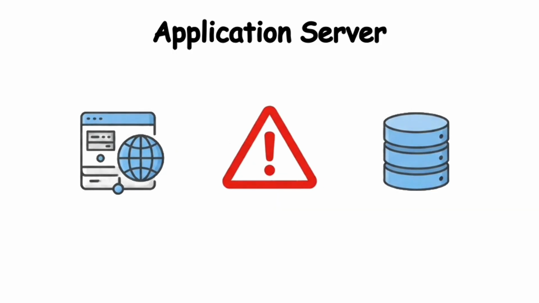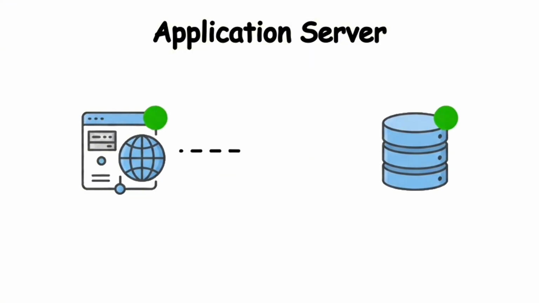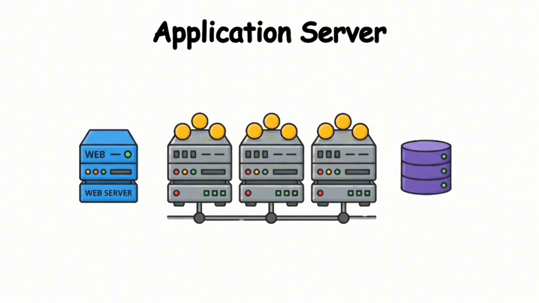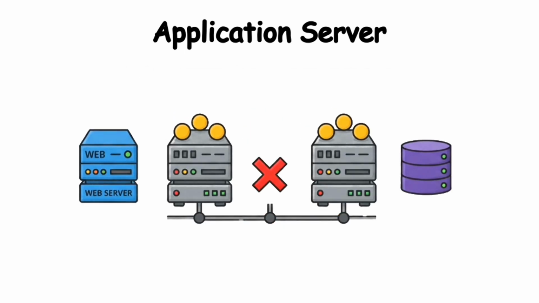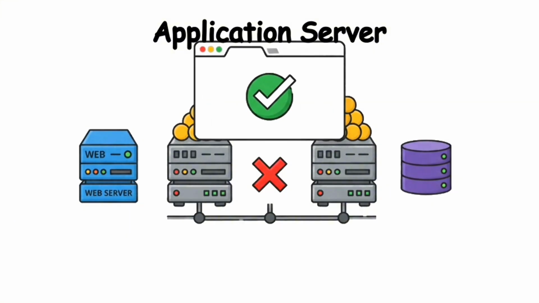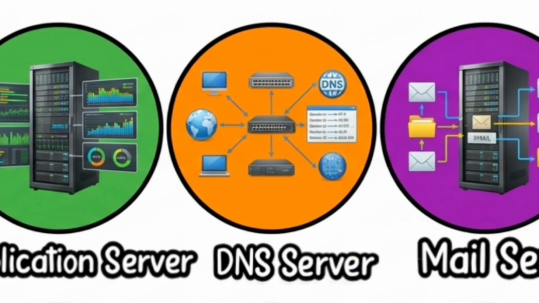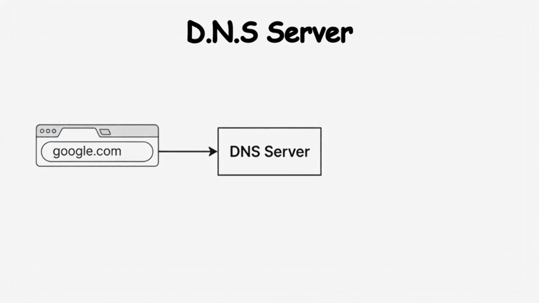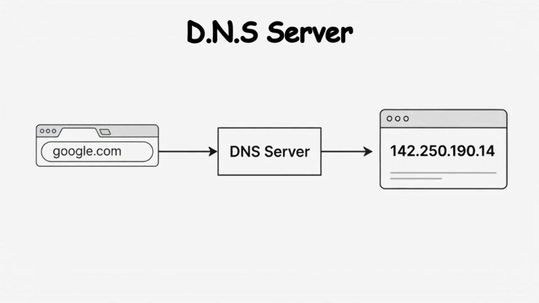But if the application server crashes, the entire app goes down, even if both the web server and database server are running fine. This is why large companies run multiple application servers in parallel, so if one fails, the others keep handling requests.